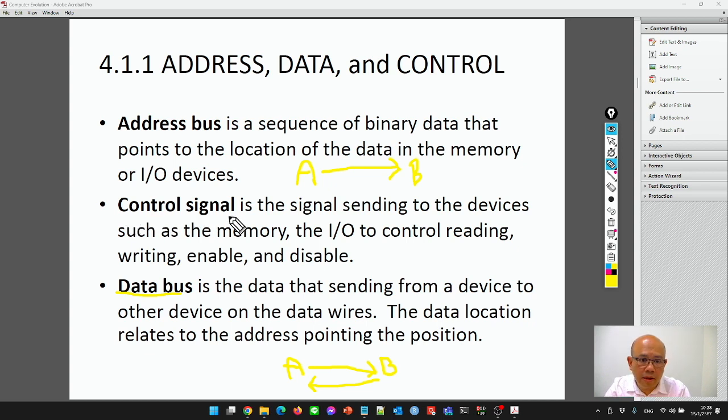The control signal is a one directional communication. There are many types of control signals. For example, read, sending the read message to the memory or to the I/O, or sending the write to the I/O, and sending enable or disable to the I/O or memory. These are related to the control signal. And also the clock signal is in the group of the control signal.